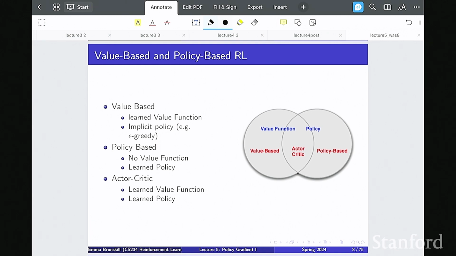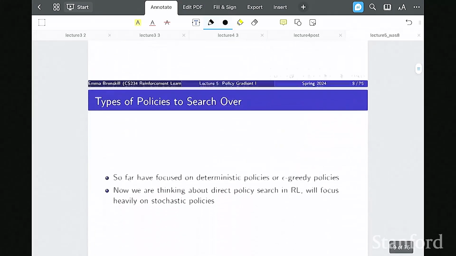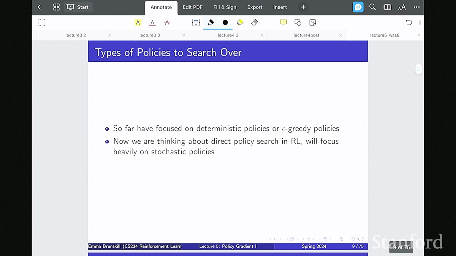Okay, so we'll get to actor-critic methods later. Today we're going to focus on policy-based methods. Most of the time so far, we've thought about deterministic policies or e-greedy policies. Now we're going to think much more generally about stochastic policies.